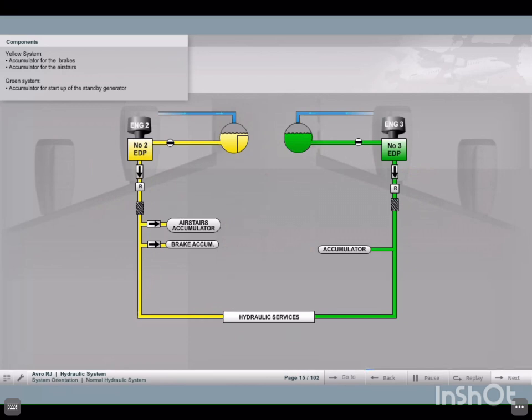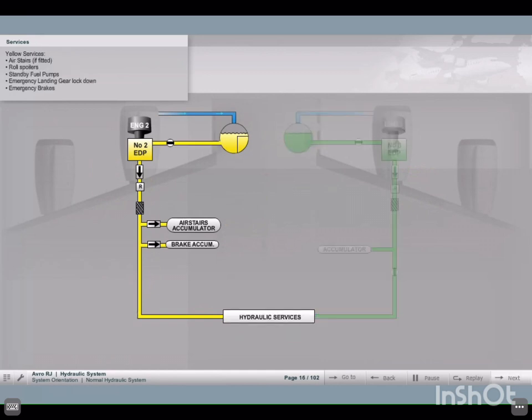An accumulator is fitted in the yellow system for the brakes. A second accumulator can be installed for the air stairs. An accumulator in the green system assists for startup of the standby generator. These services are supplied by the yellow hydraulic system only.